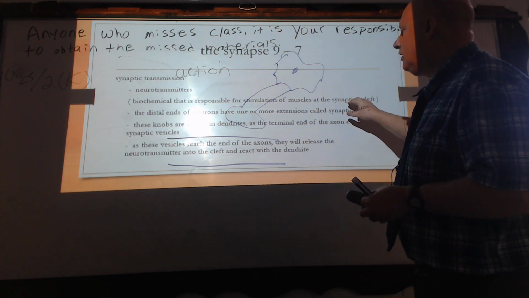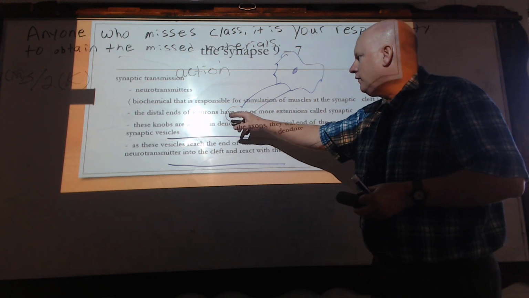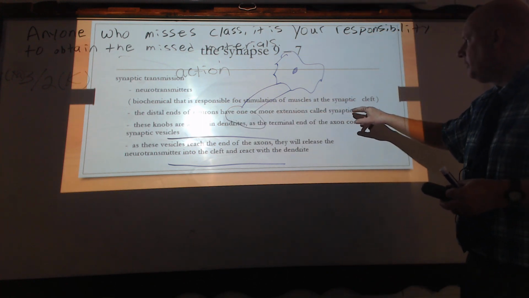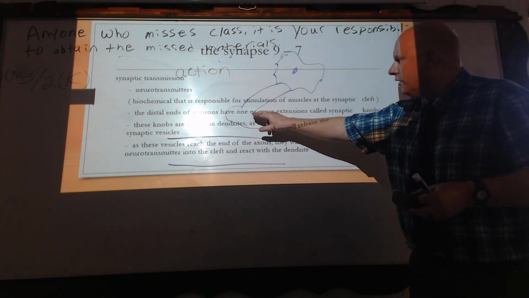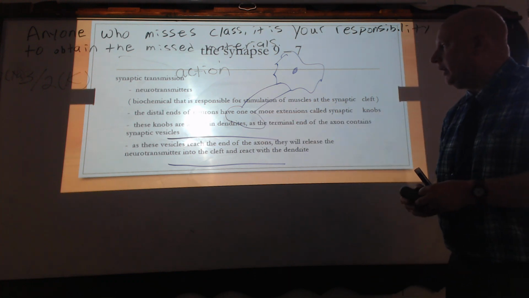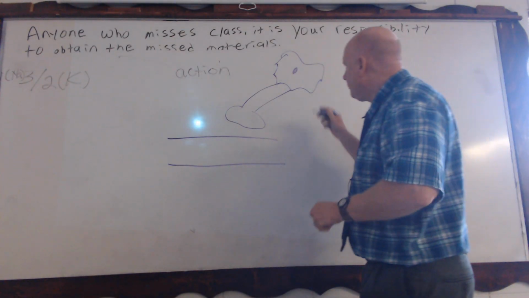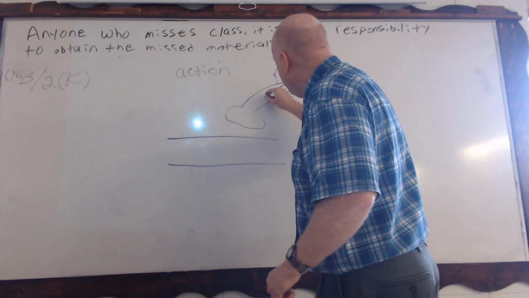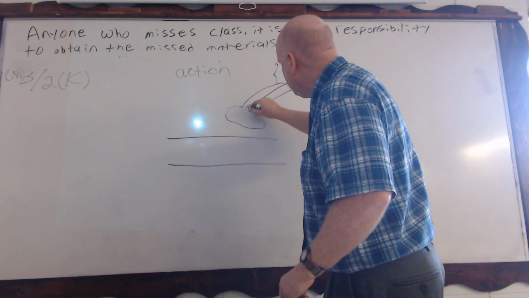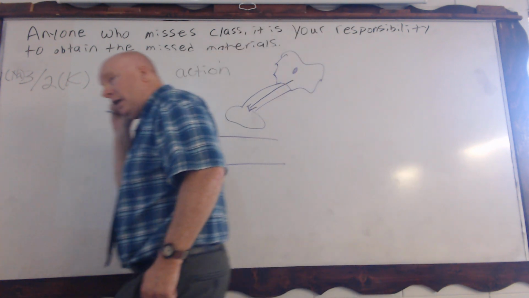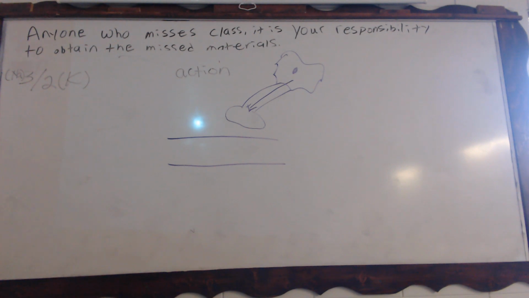This synaptic cleft then, okay? The distal ends of neurons have one or more extensions called synaptic knobs, okay? So that's what we're referring to here, okay? So then what we see happening is as this impulse is going down through this axon towards this direction, okay, it does not come in contact with your muscle cells. Rather, it is a type of signal that jumps across this gap. That's why we call it a synapse.